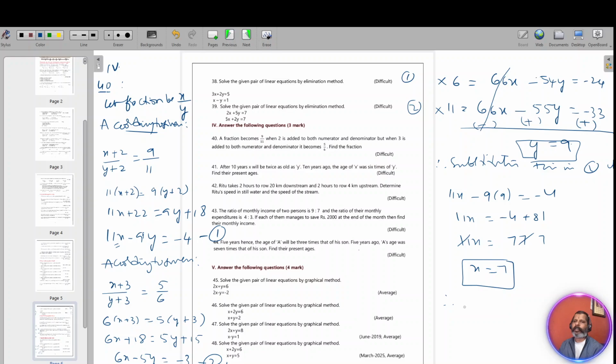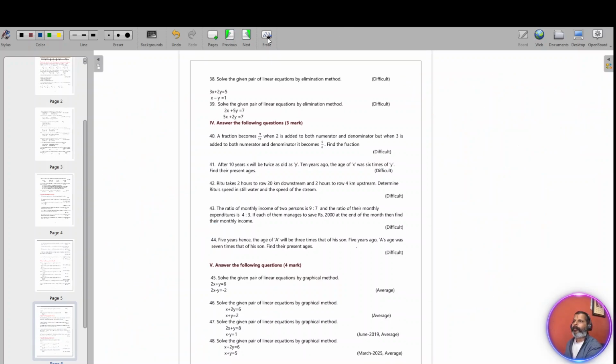They want the fraction, therefore the required fraction is x by y, as we said, right? So you have to say 7 by 9. It's a 3 marks question. It's there in the textbook as well. You have to know the cross multiplication and elimination method. We'll see the next question.